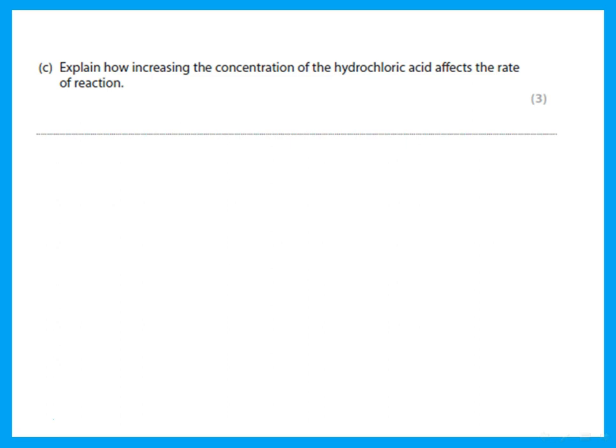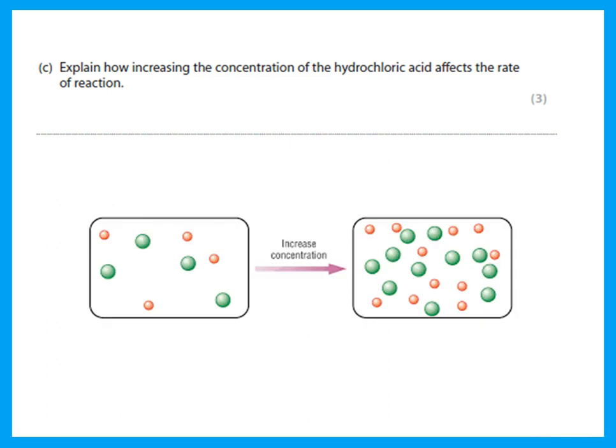Explain how increasing the concentration affects the rate. Please read each question very carefully. I find that most of the mistakes made by many students is that they did not read the question from the beginning to the end. Explain how increasing the concentration of hydrochloric acid affects the rate. If I increase the concentration, why? What happens first to the rate and why?